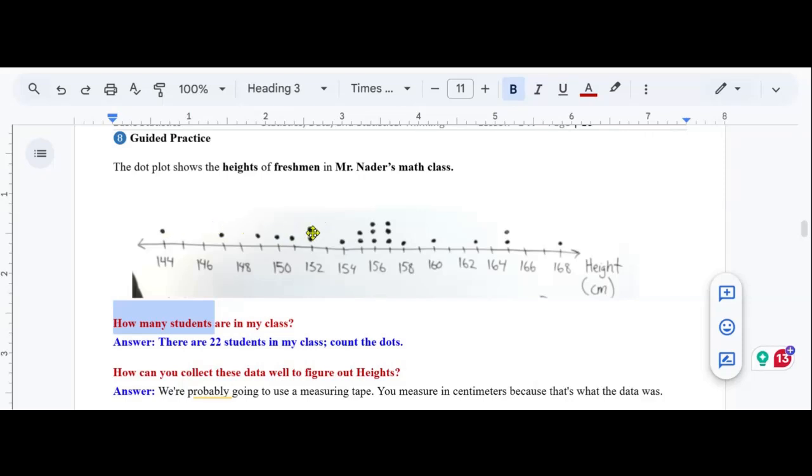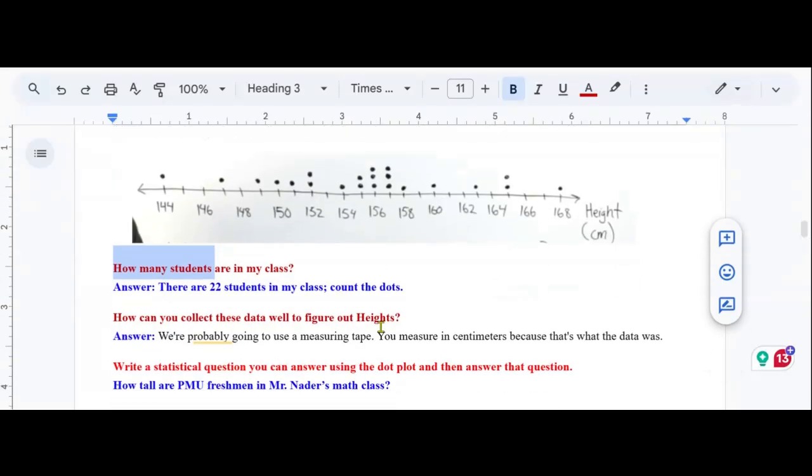1, 2, 3, 4, 5, 6, 7. I know it's written there, but how can I figure out it's 22? You count the dots. Each student represents a dot. How can you collect this data to figure out the height? You can ask the students, but they have to give you a reliable answer. Or another way, you measure each student. You bring a meter tape and measure the height.